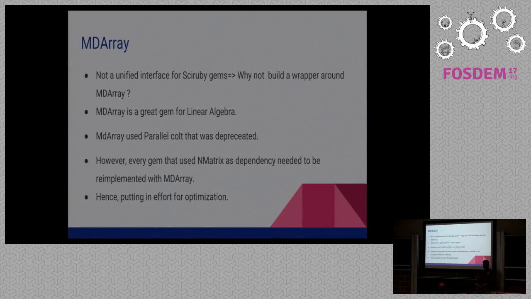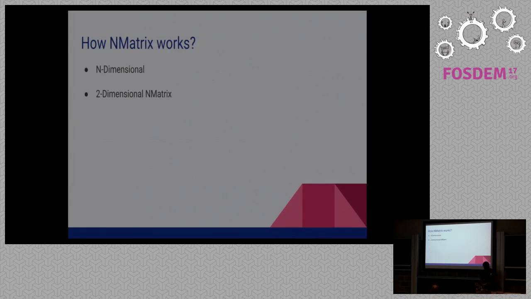So we try to create a unified interface for NMatrix for Ruby as well as JRuby, just like Nokogiri does, where you have a simple gem and you can run it on both instances. So we could have used MDArray and just built a wrapper around it for NMatrix. But indeed, this was not going to be a good idea because it used Parallel Colt as a dependency, just like I use Apache Commons Math, and it was deprecated at the moment. And next is that every gem you create with NMatrix, you had to implement it using MDArray. If I didn't build a wrapper around MDArray, you have to put in more effort for optimization. For example, you have to check whether the data is not getting copied, like that.